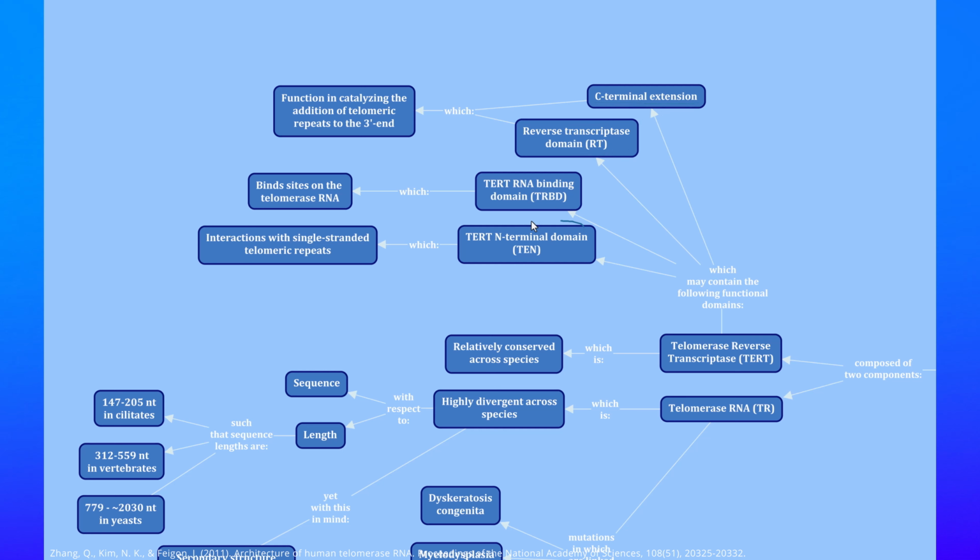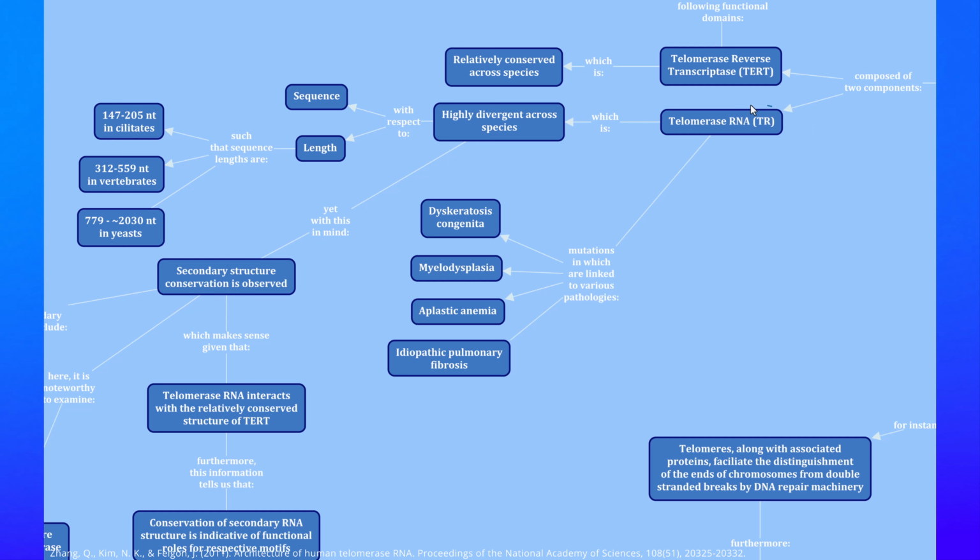Now, the TEN domain interacts with single-stranded telomeric repeats. On the other hand, the TRBD domain binds sites on the telomerase RNA. And then the reverse transcriptase domain, or the RT domain, and the C-terminal extension both function in catalyzing the addition of telomeric repeats to the 3' end.